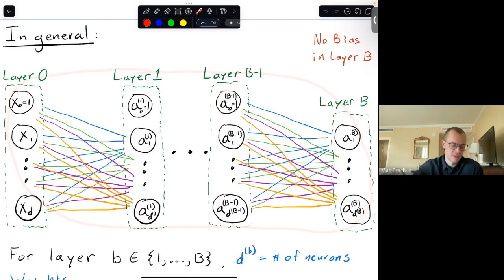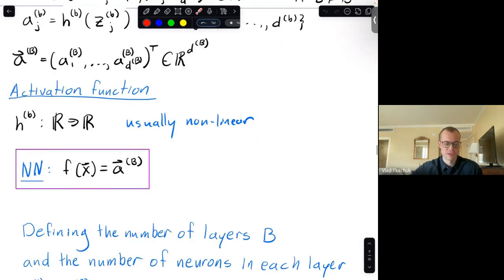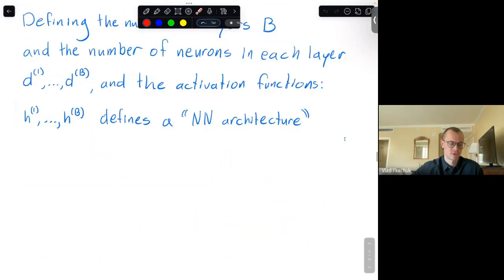And all that is left is what is the value of the weight on each of these connections. So what are the weights? The only thing that's missing is the value of the weights. And that is going to be the parameter or the set of weights that define a neural network after you fix the architecture. And that's going to be what we're searching over.